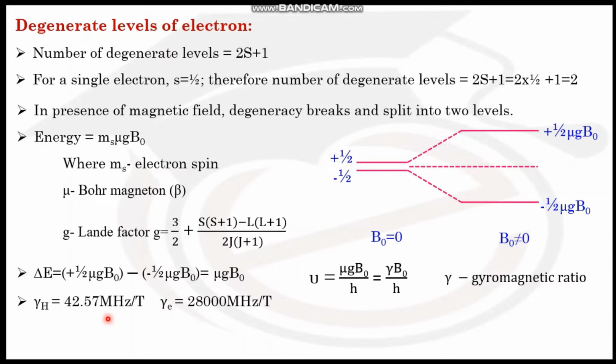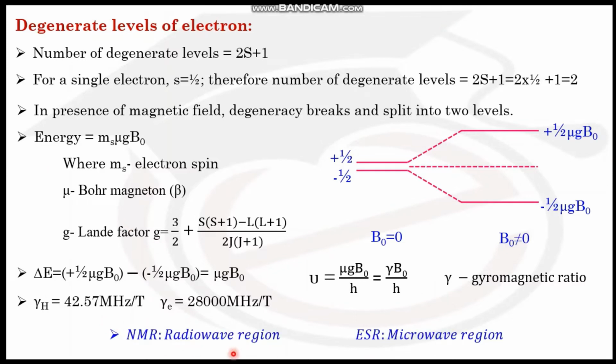That is why it is in the radio wave region. And in ESR, the energy difference, when we are considering electron, the delta E is very high, so it is absorbed in the microwave region, or microwave radiations are used in ESR. In NMR, radio waves are used. In ESR, microwave radiations are used. That is an important point.